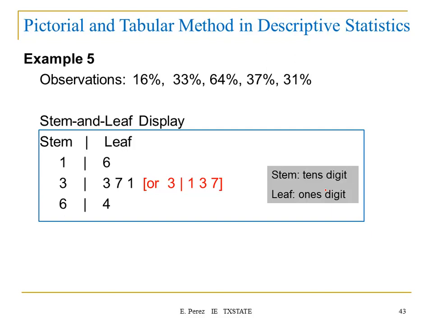So this also gives you an idea how the data is grouped. You see that most of the observations are grouped within this area. Most of your numbers are close to 30-something, 30 units. Any questions? It's very simple, right?